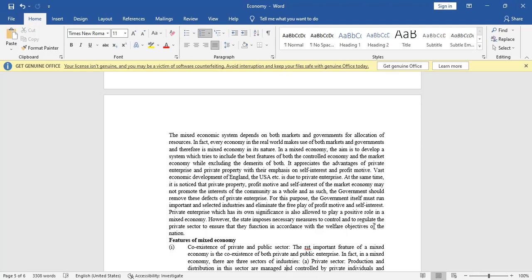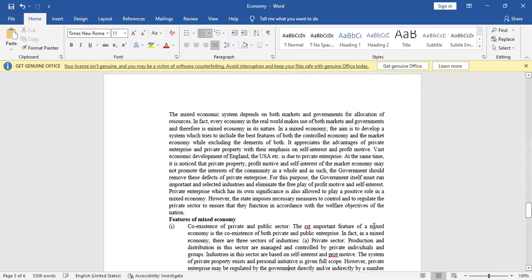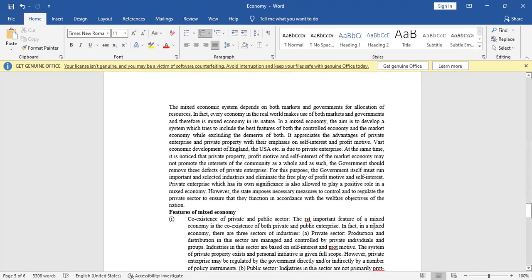You see, private sector, what is the meaning of private sector? Production and distribution in this sector are managed and controlled by private individuals. Reliance Petrol is there. Who is managing Reliance Petrochemicals? Mukesh Ambani, isn't it? A private individual, a company and group, isn't it? Next, their interest is profit motive itself only, isn't it?